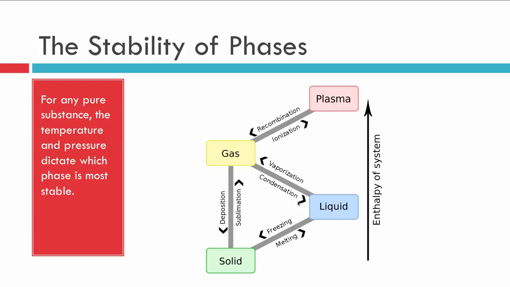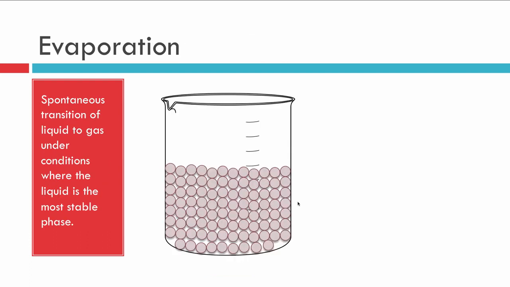What happens if we change the pressure? What happens if we change the temperature? Those are going to change whether or not a particular phase is more stable than the other. What we're going to look at today, though, is what is going on when there's a spontaneous transition from the liquid to the gas phase when the liquid is supposed to be the most stable. Why does this happen? We're going to get part of the story today, because there's actually more to what goes on.